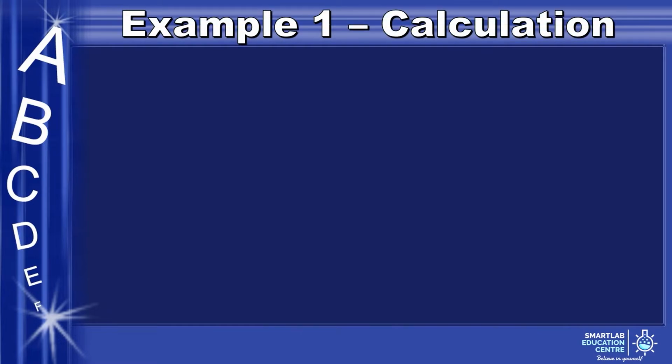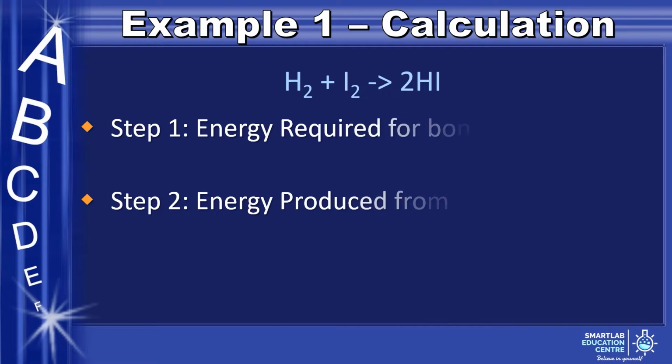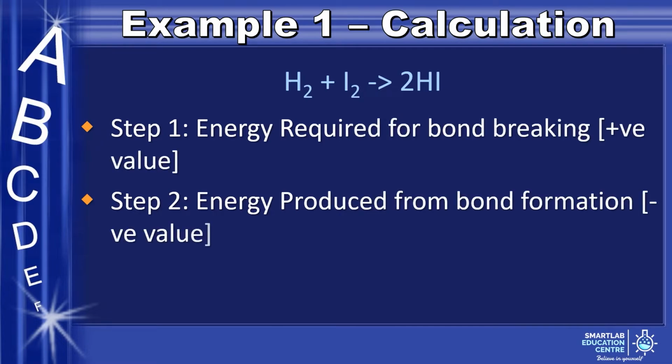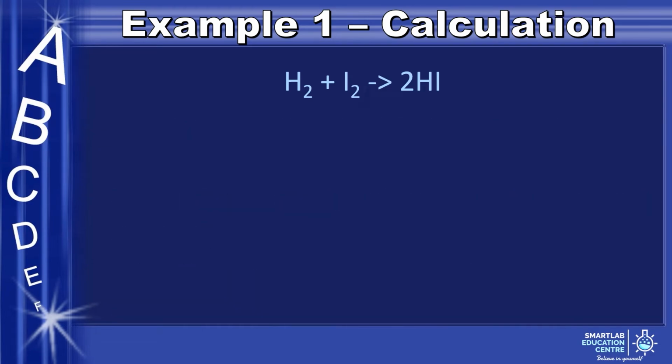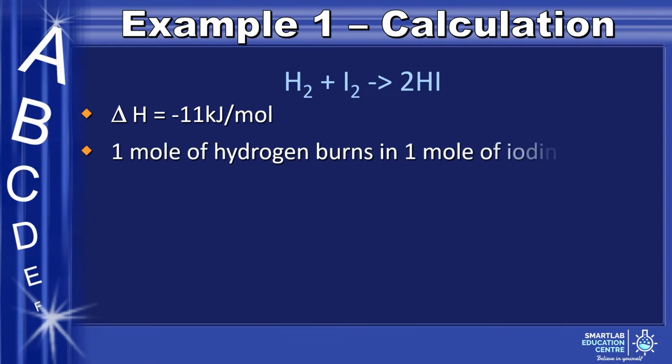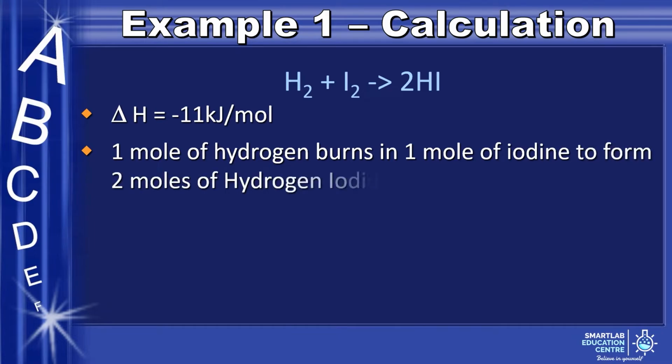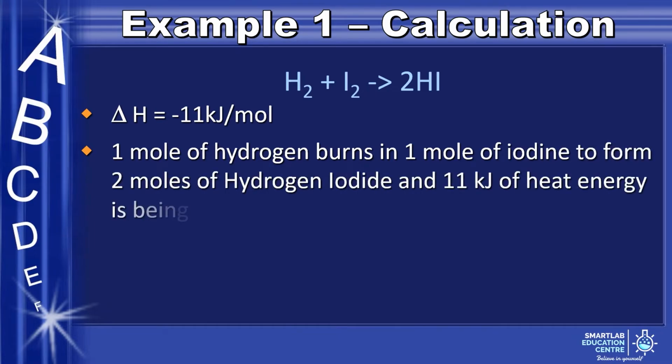An example of calculation of enthalpy change is the reaction between hydrogen and iodine to form hydrogen iodide. The way to calculate this is to add the energy required from bond formation to the energy required for bond breaking. In the case of the reaction above, the enthalpy change is negative 11 kilojoules per mole, and it represents 1 mole of hydrogen burning with 1 mole of iodine to form 2 moles of hydrogen iodide, and 11 kilojoules of heat energy is being released.